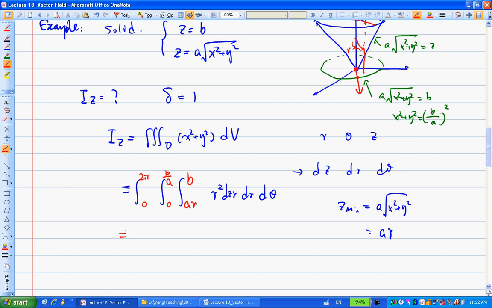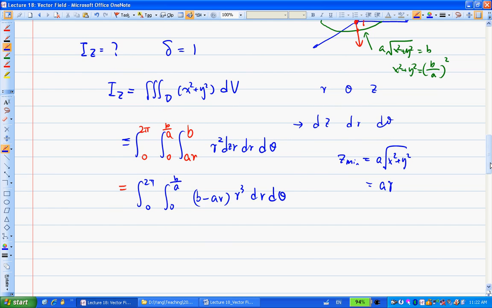So if you do this calculation in here, let's see, inside here, the r squared has nothing to do with the integral. So we're integrating dz first, okay, dz. So that gives you the b minus ar. This r squared, this r here, so r cubed. Be very careful doing these calculations, okay?